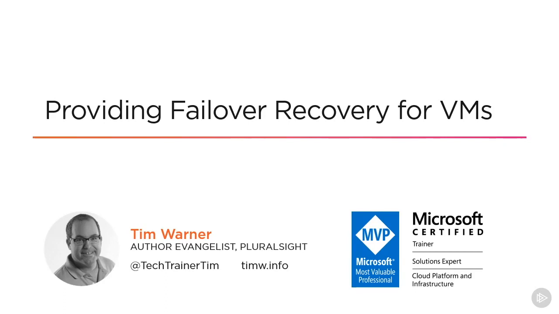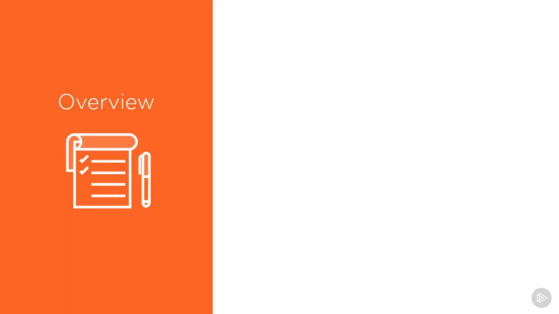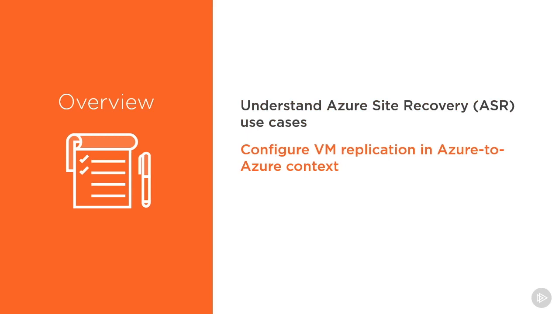The name of this module is Providing Failover Recovery for VMs. We're going to begin this module by understanding the Azure Site Recovery use cases, and we'll focus in on one in particular, configuring VM replication in an Azure to Azure context. By the end of this module, you'll understand how to configure replication as well as test and perform failover and failback. Very important skills in this lesson. I look forward to teaching you. Let's begin.